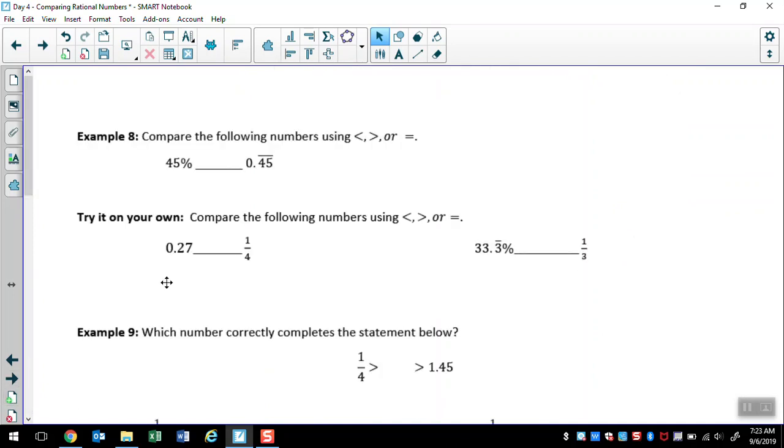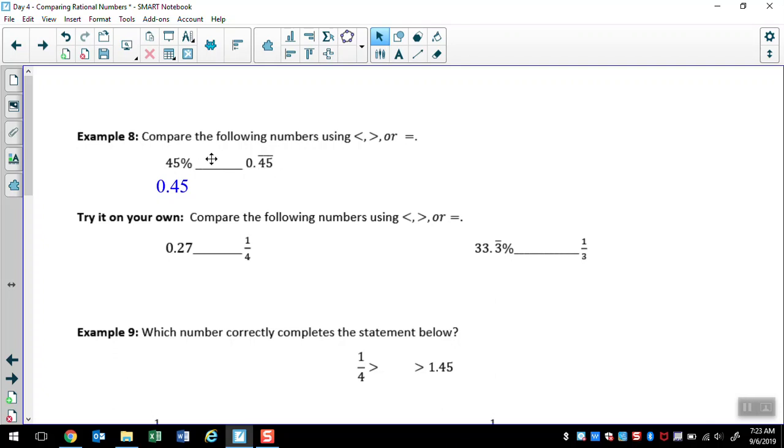Okay, let's take a look at example 8. We're going to compare the following numbers. In order to do that, we need to convert them. We need them to be in the same format, and the easiest format to do is decimals. So remember to convert our percent to a decimal, we put our decimal point here, and then we move it left 2 times. So we get 0.45.